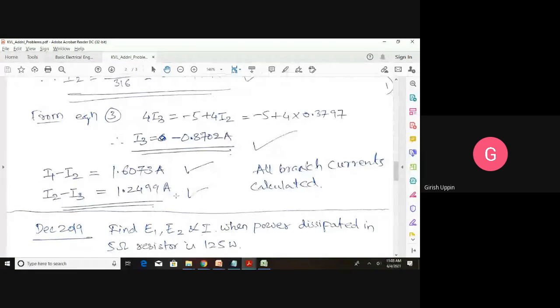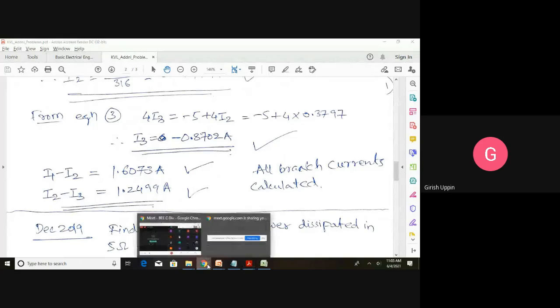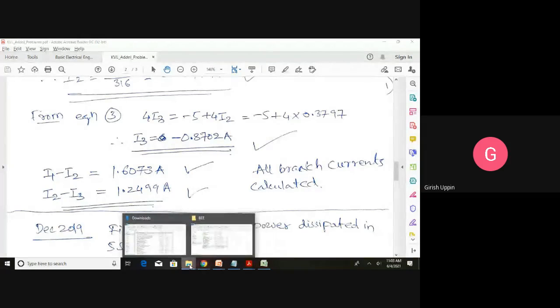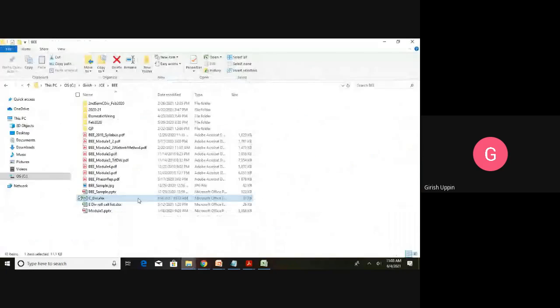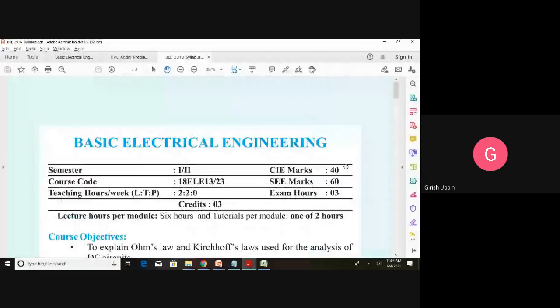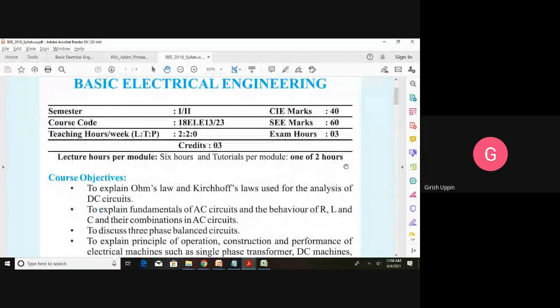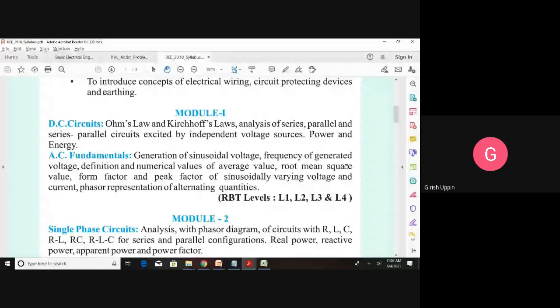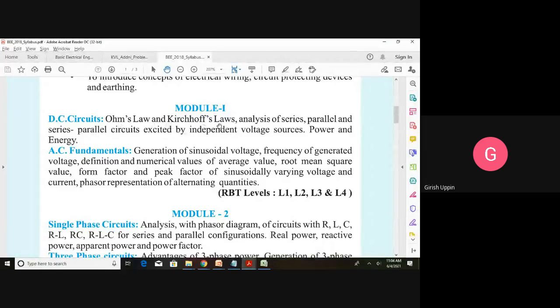Okay. So we'll continue with the second part of your module 1. Okay, let me open the syllabus. This is the very easy part what we have completed. So we talked about the DC circuit, okay, Ohm's law, Kirchhoff's law. So we completed this DC circuits, Ohm's law and Kirchhoff's laws, analysis of series, parallel, and series parallel circuits excited by the independent voltage sources and concept of power and energy.